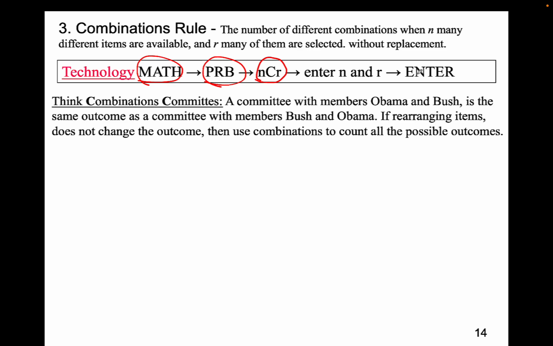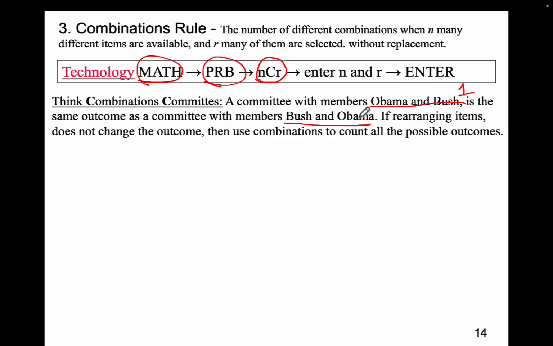Now with combinations, you don't think positions, okay? Permutations, you count if positions change the outcome. Combinations are different. For combinations, you just want to think about committees. A committee with members Obama and Bush is the same as a committee with members Bush and Obama because they don't have set positions. They're just committee members. So this would count as one combination, and this would count as the same one. This is the same combination, so it wouldn't go 1, 2.